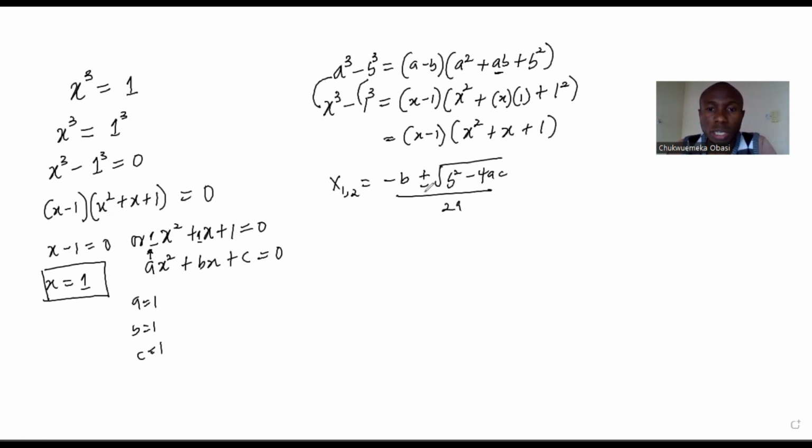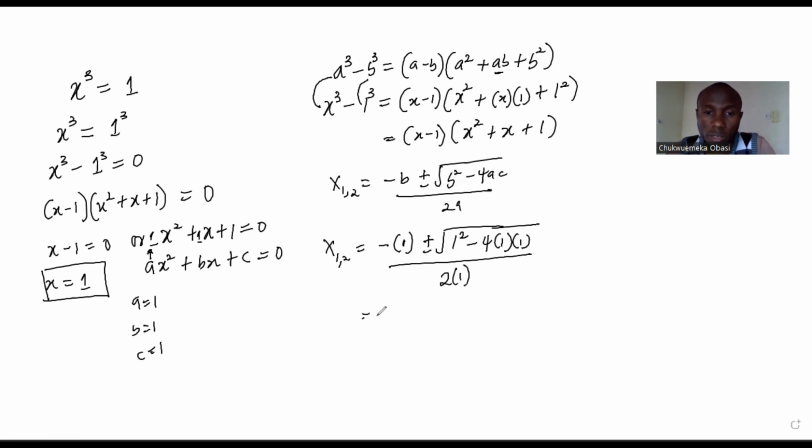So when you plug all of these into this formula, we have x1,2 is equal to minus b, which is 1, plus or minus the square root of b, which is 1, squared minus 4 times a, which is 1, times c, which is 1, all divided by 2 times 1, right? And that will give me minus 1 plus or minus the square root of 1 squared, which is 1, minus 4 times 1 times 1, which is still 4, then all divided by 2. Okay, so from this point, you can easily see that this is minus 1 plus or minus square root of minus 3 over 2, right?